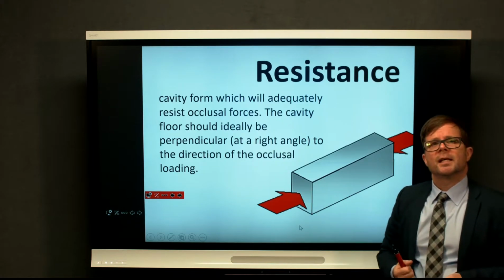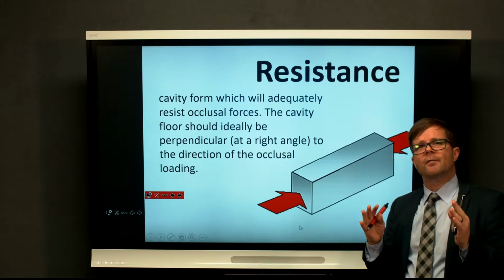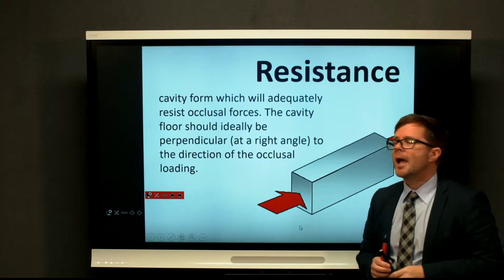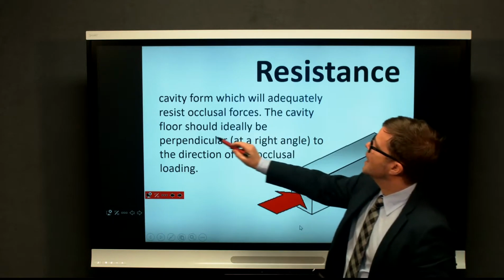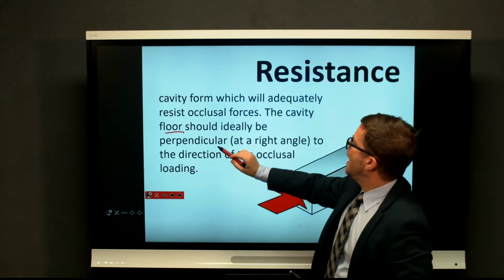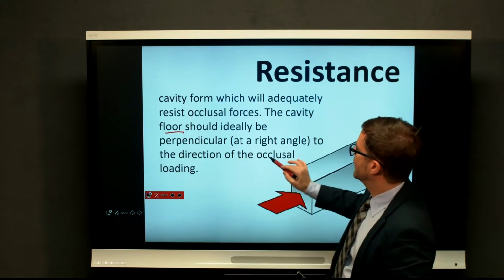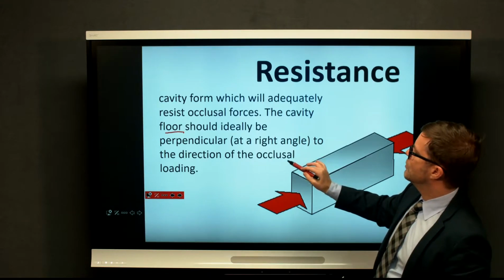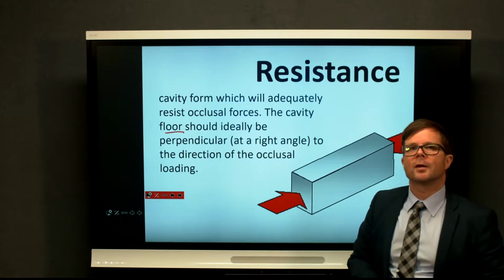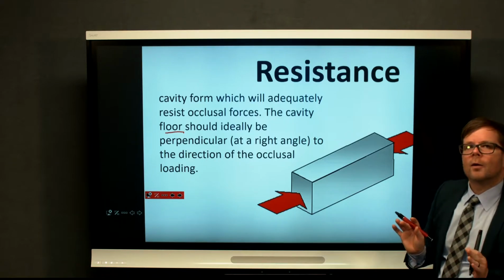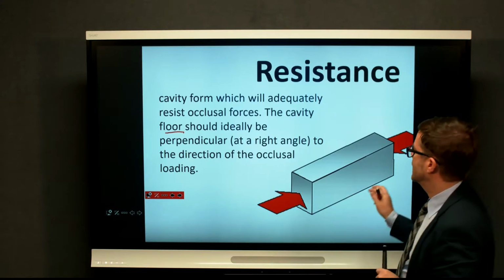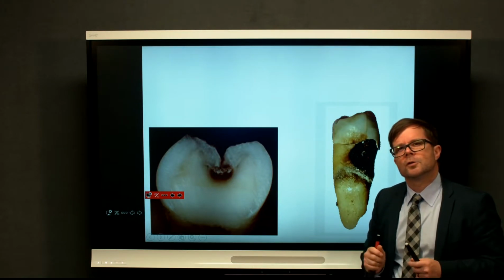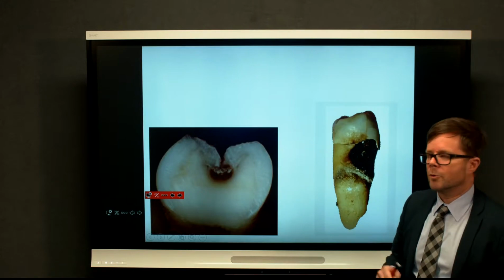And resistance is cavity form or shape of a cavity that adequately resists the occlusal forces. In order to achieve this, we look at the cavity floor and we look at its relationship with the direction of the occlusal loading. So what this means, actually let's go on to the next picture and I'll show you what it means, because it's a little difficult to understand just using words.